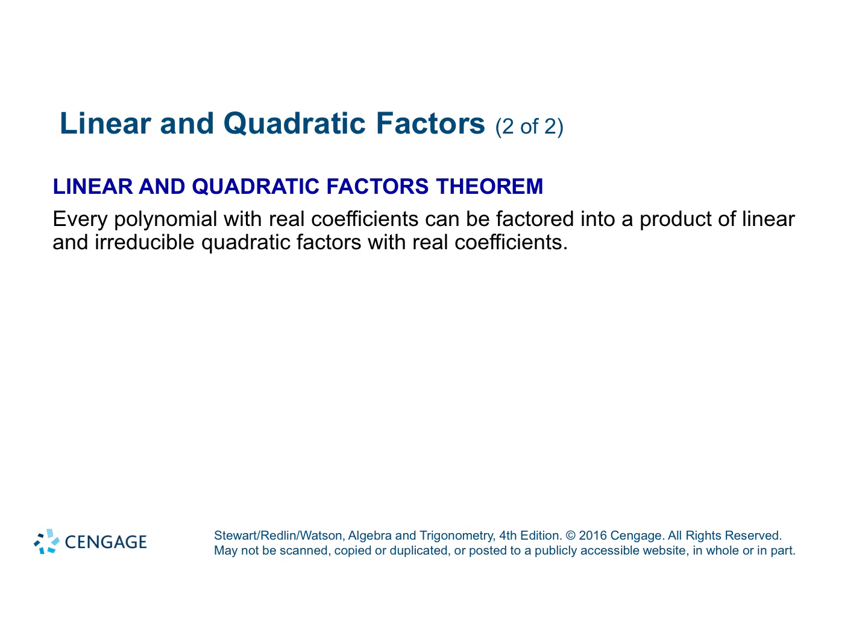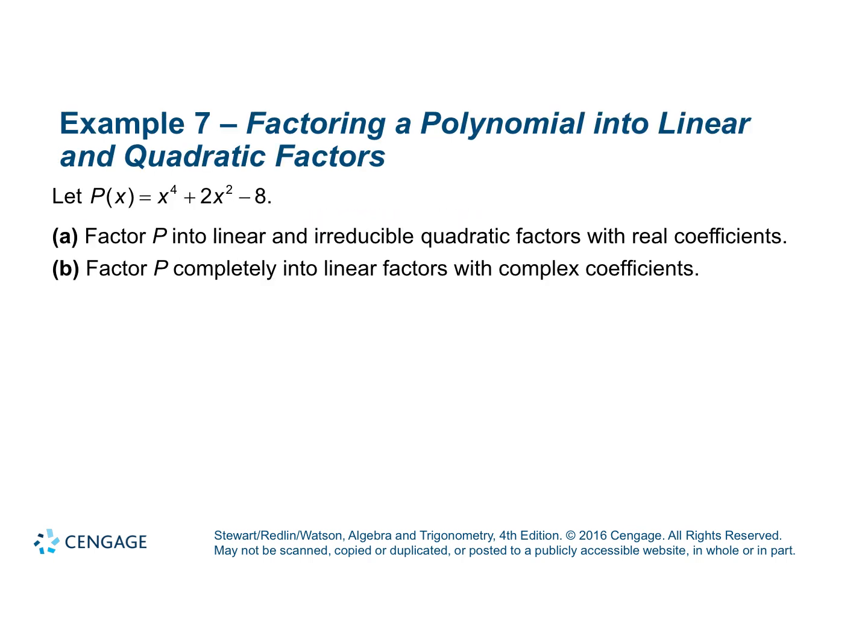So, the linear and quadratic factors theorem. Every polynomial with real coefficients can be factored into a product of linear and irreducible quadratic factors with real coefficients. What does that mean? We're going to go into an example to show you guys. So we have p of x equals x to the fourth plus 2x squared minus 8. And it says for a, factor p into linear and irreducible quadratic factors with real coefficients. So for a, I'm going to go ahead and rewrite it.